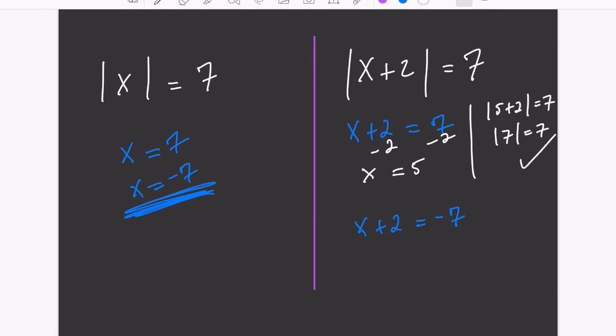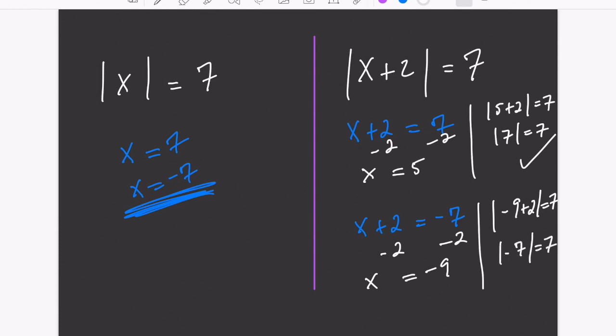Okay? But now we're saying that x plus 2, whatever is inside, could also be negative 7. So let's solve that. Well, I'm still going to minus 2, and I have x equals negative 9. Well, that looks different. Let's plug it in and see if it works. We have the absolute value of negative 9 plus 2 equals 7. Negative 9 plus 2 is negative 7, so the absolute value of negative 7 equals 7. And that's also true because remember, whatever is inside, it could be 7, but it could also be negative 7.